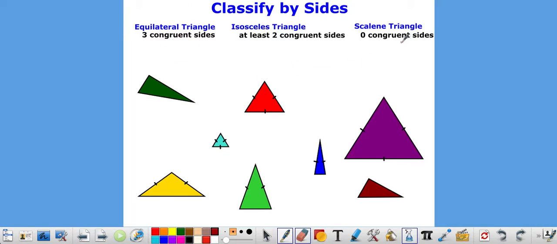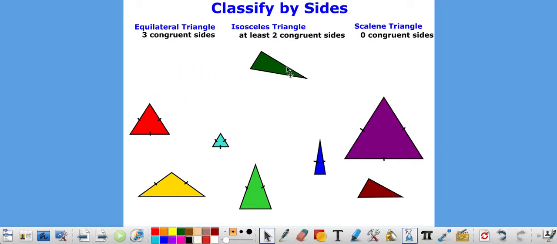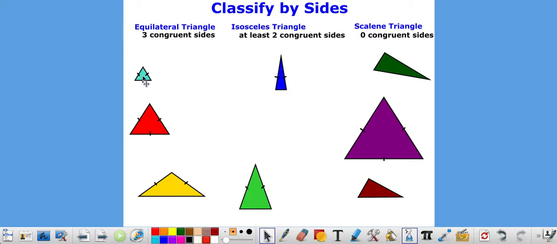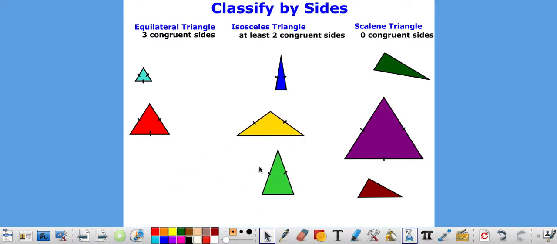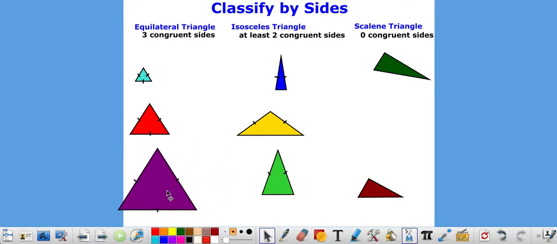And then a scalene triangle, you've maybe never heard this word, that's just a triangle where none of the sides are congruent. So if we wanted to rearrange these, this one is equilateral, all 3 sides are the same. This one, we don't know anything, so scalene. This blue one, it looks like the left and right side are congruent, that's isosceles. Here's another equilateral, all 3 sides. Yellow and green are isosceles. Purple is equilateral, and this brown one is scalene.